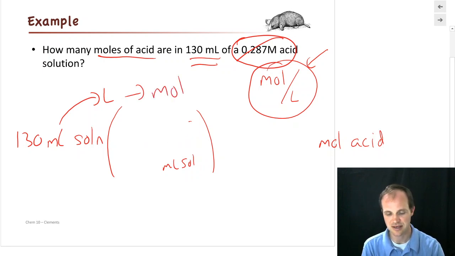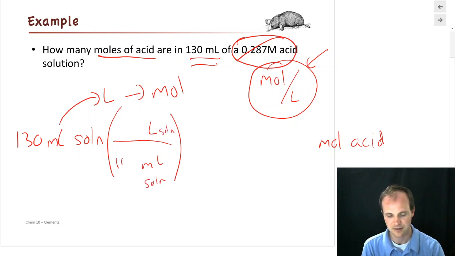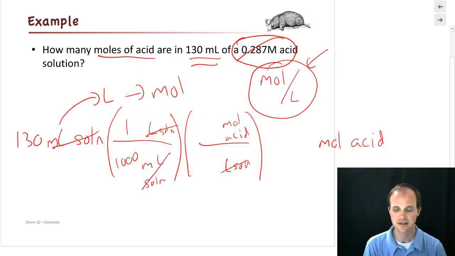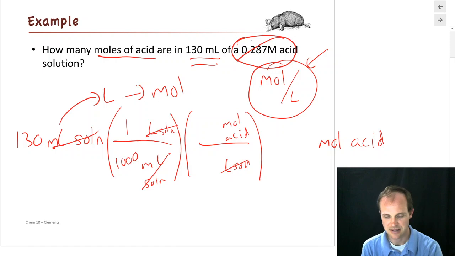And let's try that instead. So our first step is going to be milliliters to liters. We know this one, a lot of milliliters in 1 liter. And our next one, this one cancels. We want liters of solution here to cancel. We want moles of acid because that's what we're trying to get. What goes in there? That's our 0.287.